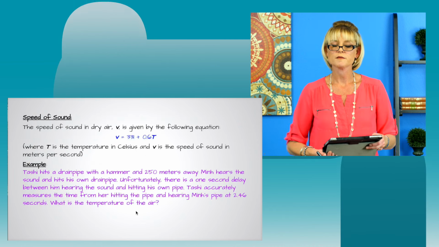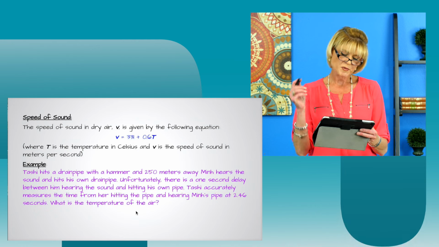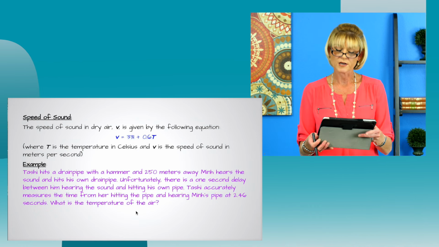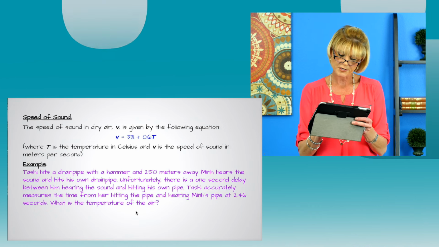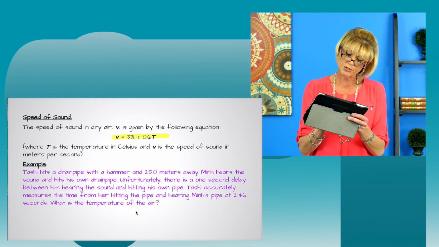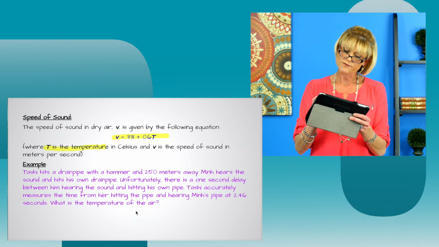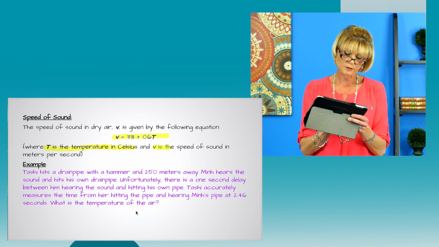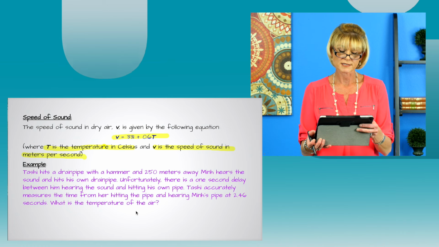Let's also quickly talk about the speed of sound. The speed of sound in dry air is given by the following equation: V equals 331 plus 0.6T, where T is the temperature in Celsius, and V is the speed of sound in meters per second. Well, let's look at this example.